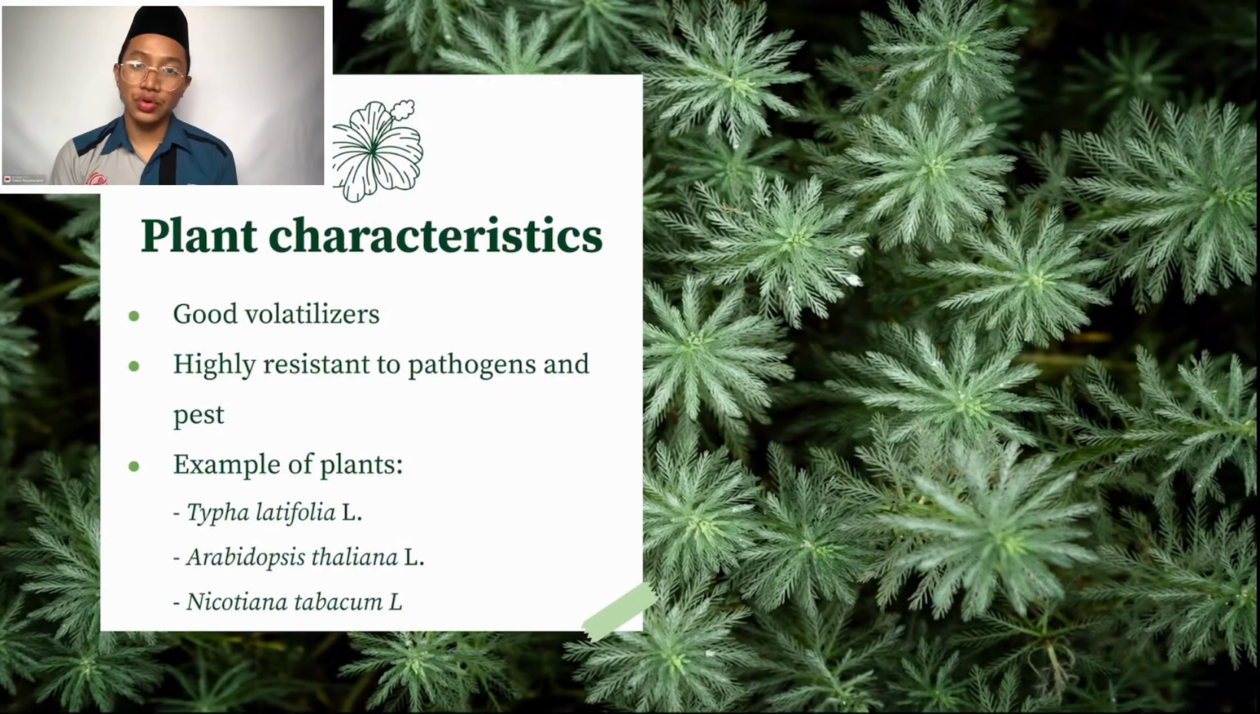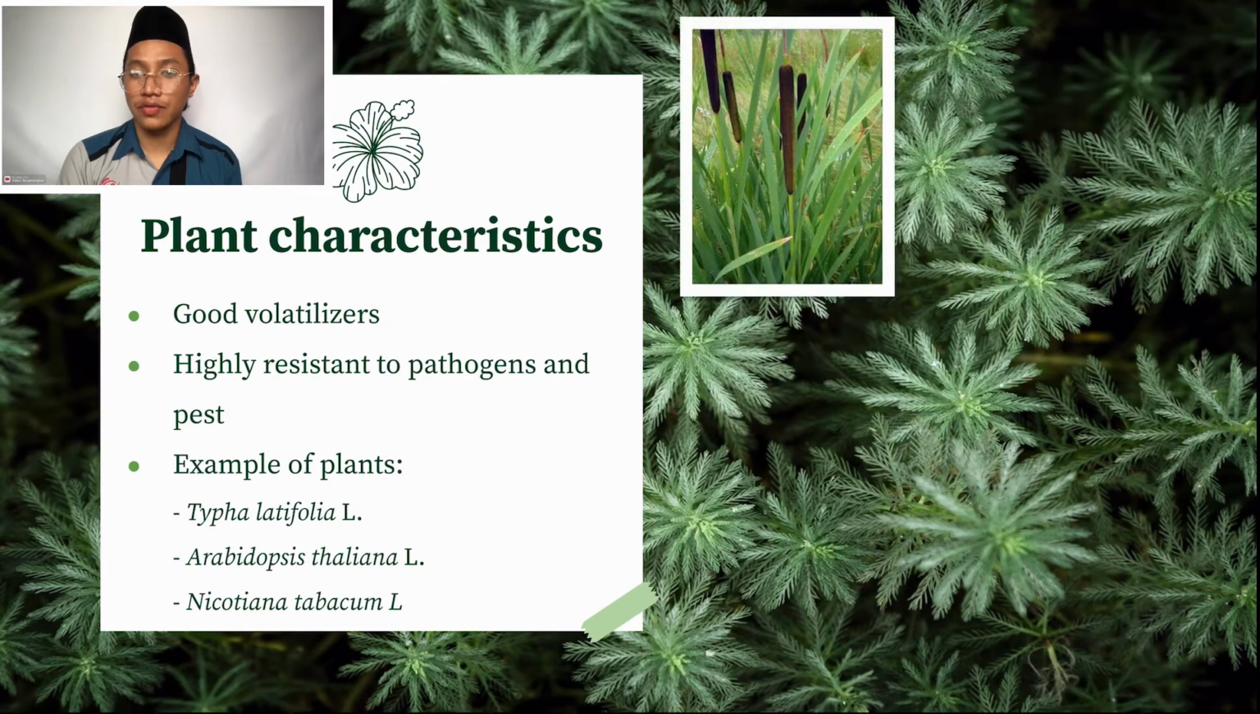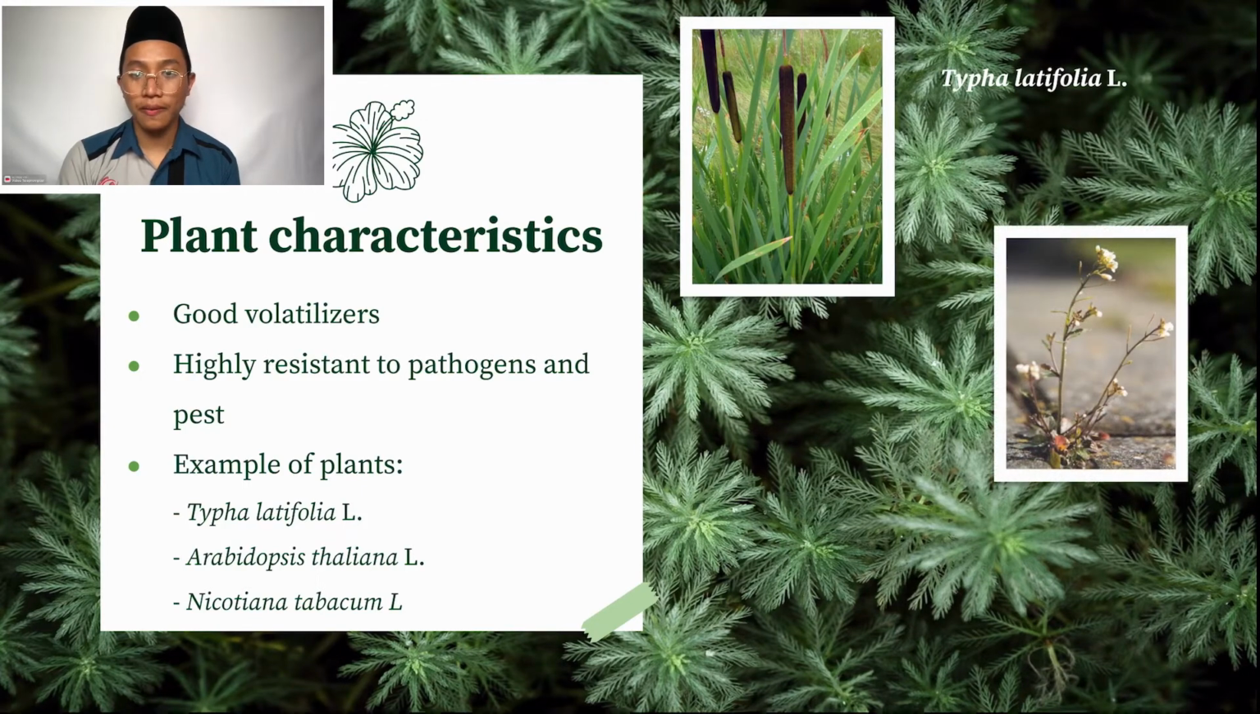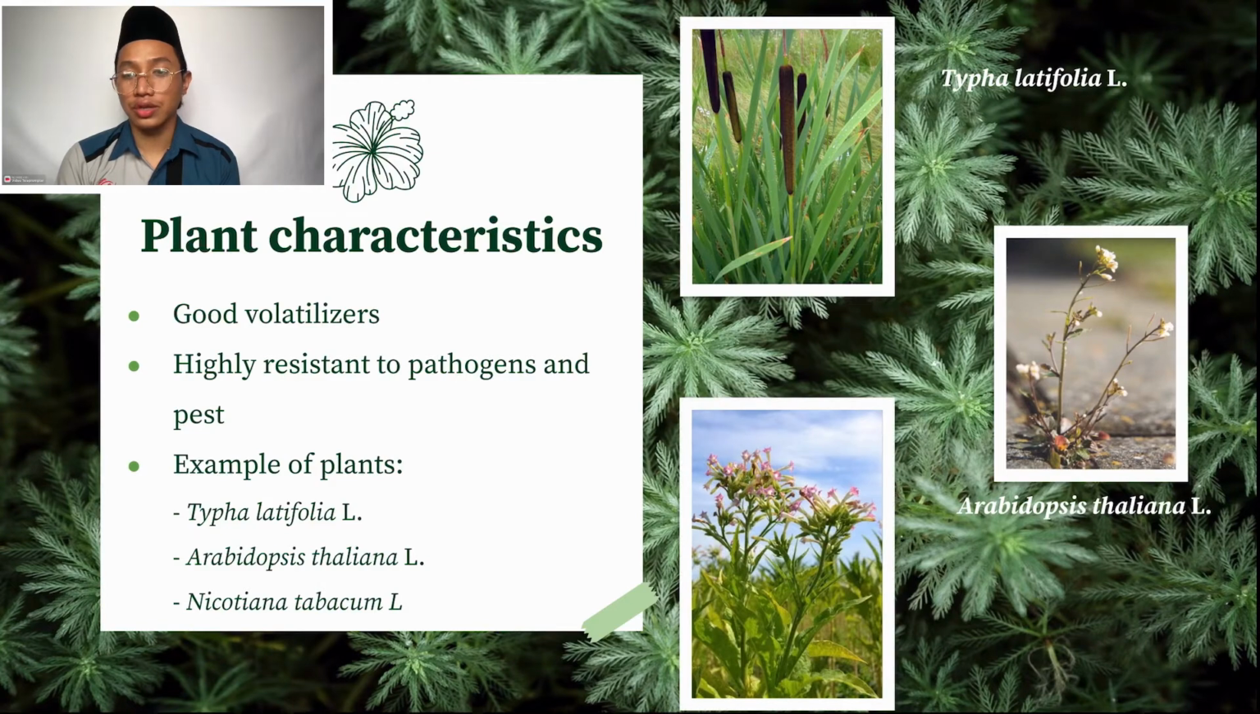In order to perform phytovolatilization, there are some requirements that plants need to fulfill. The plant needs to be a good volatilizer and also highly resistant to pathogens and pests. There are some example plants provided in the slide: the first picture is Typha latifolia, the second picture is Arabidopsis thaliana, and also Nicotiana tabacum.